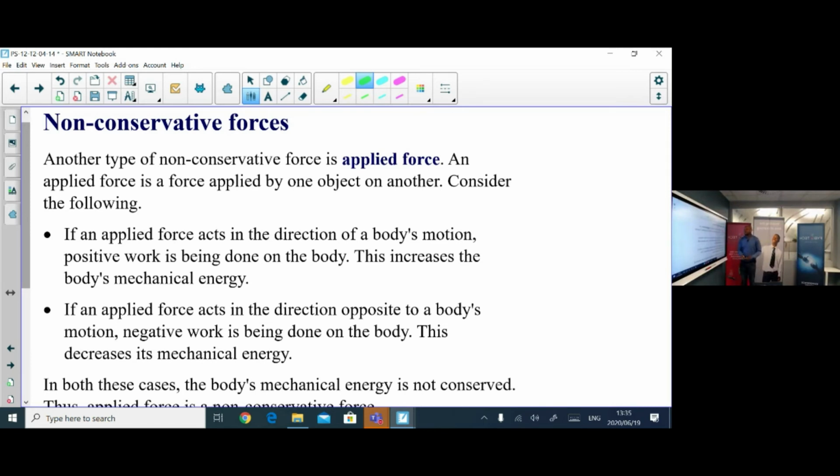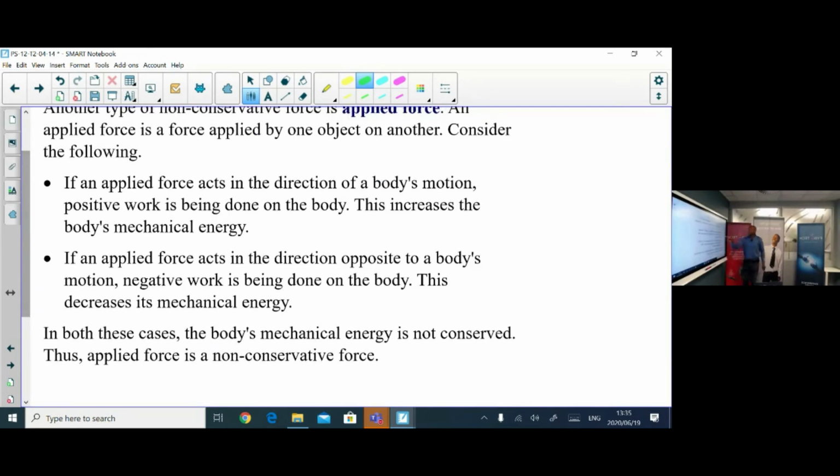Don't forget, we have friction, we have applied force, we have air resistance, we have this spring. Okay, and applied force is a force applied by one object to another. Consider this is very, very much important. An applied force here acts in the direction of a body. All right, the positive work is being done on that body.